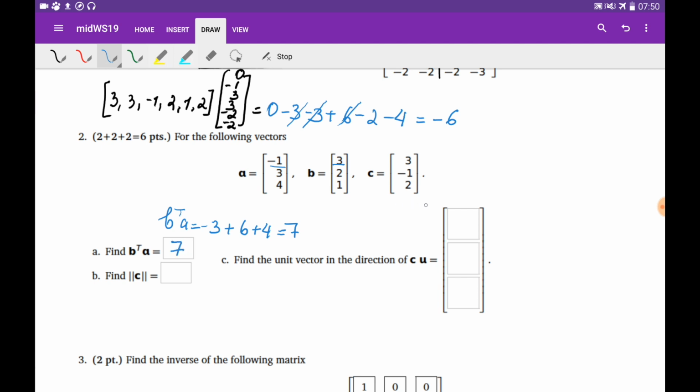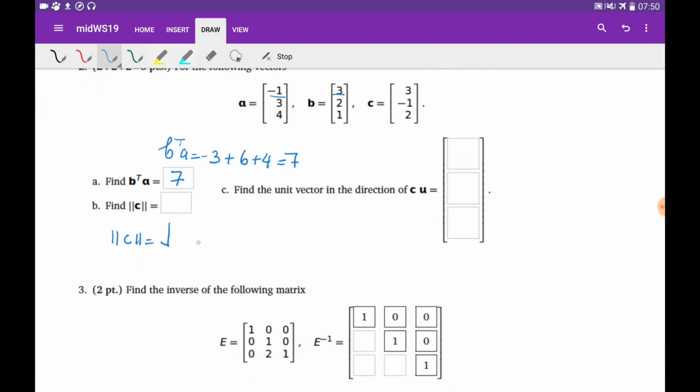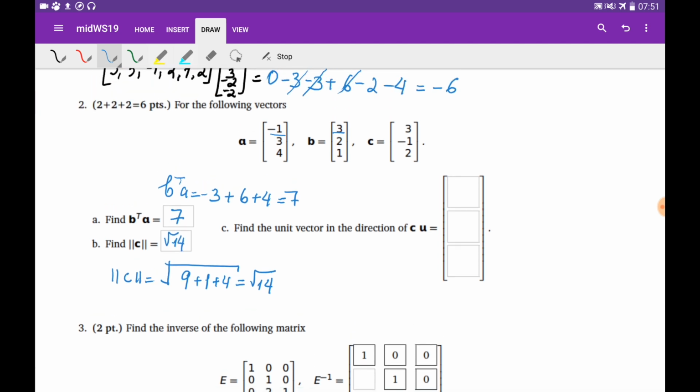So we need to find the norm of C. The norm of C is obtained by taking the sum of the squares of its components, which is going to be 9 plus 1 plus 4, and take the square root of this, which is going to be square root of 14. And in order to find the unit vector in the same direction as C, we need to divide each component of C by its norm.